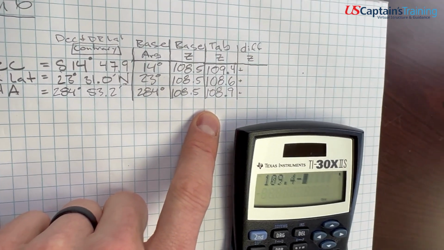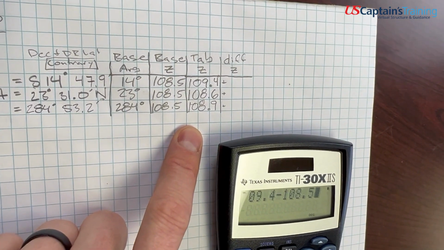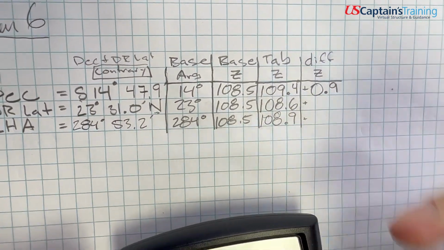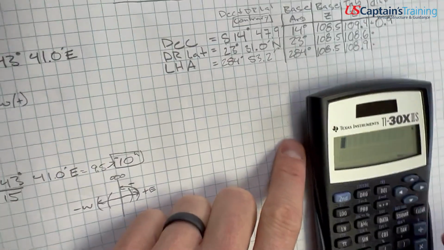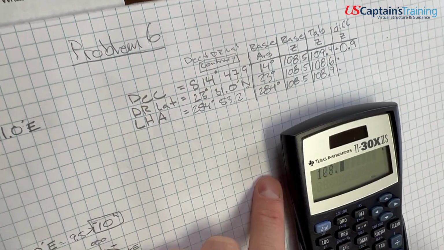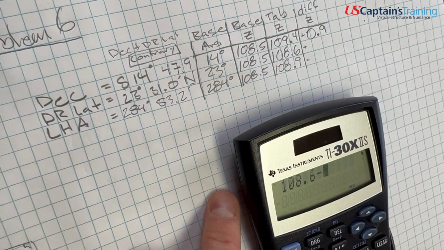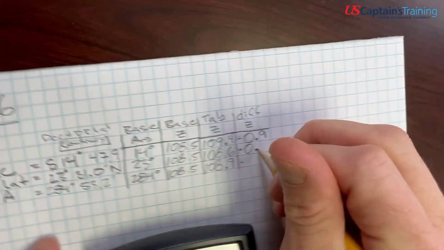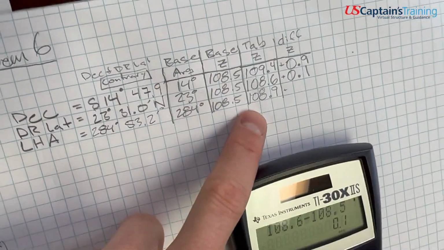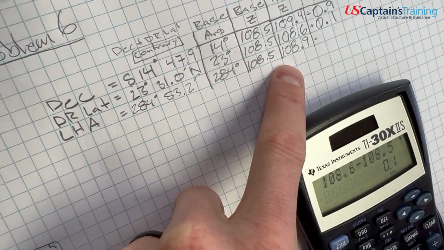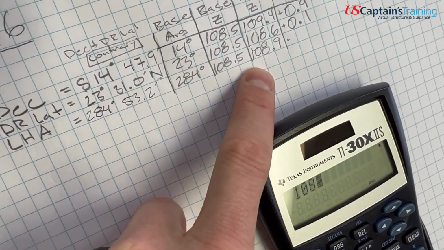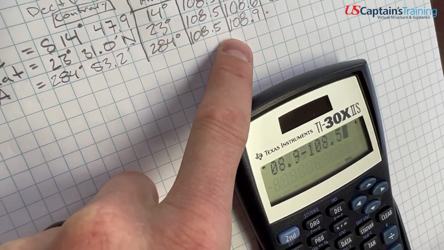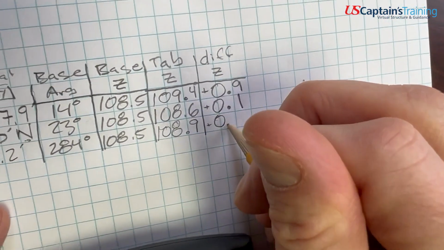109.4 minus 108.5 equals 0.9. And now the next one, 108.6 minus 108.5, 0.1. One more time, it's going to be 0.4, but I'm just going to put it in anyways. 108.9 minus 108.5 equals 0.4.